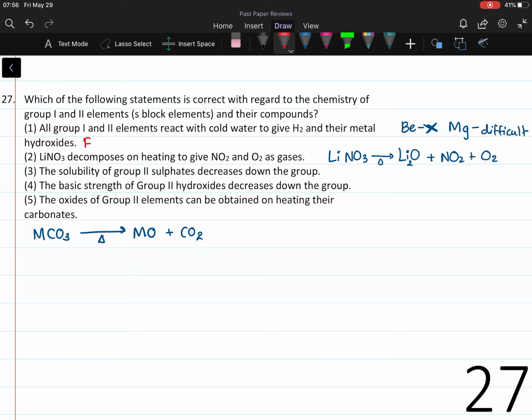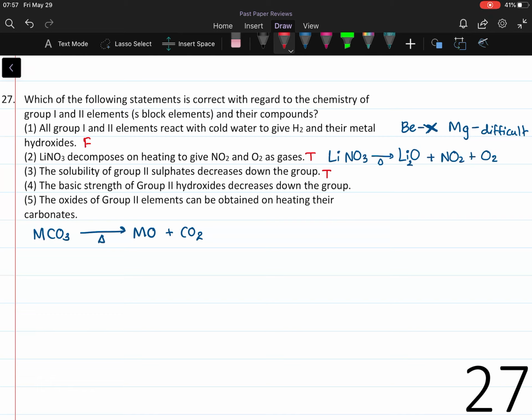Statement number 2. Lithium nitrate decomposes on heating to give nitrogen dioxide and oxygen as gases. This one is true. Here is the reaction. Statement number 3. The solubility of group 2 sulfates decreases down the group. This is true because magnesium sulfate is soluble, whereas barium sulfate is a good precipitate.